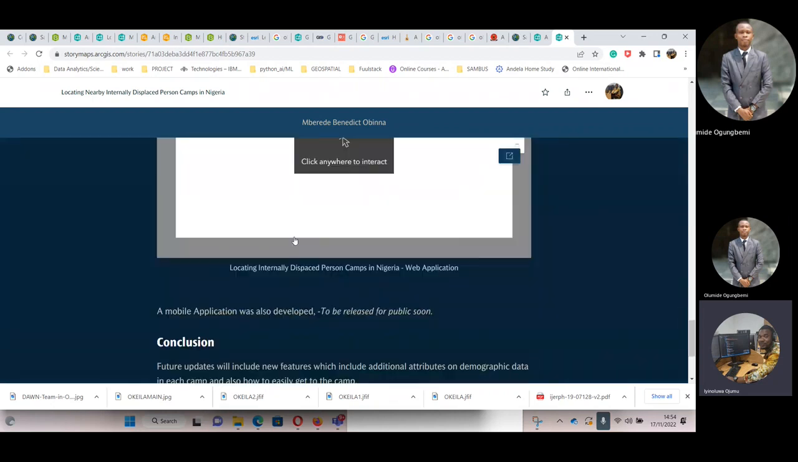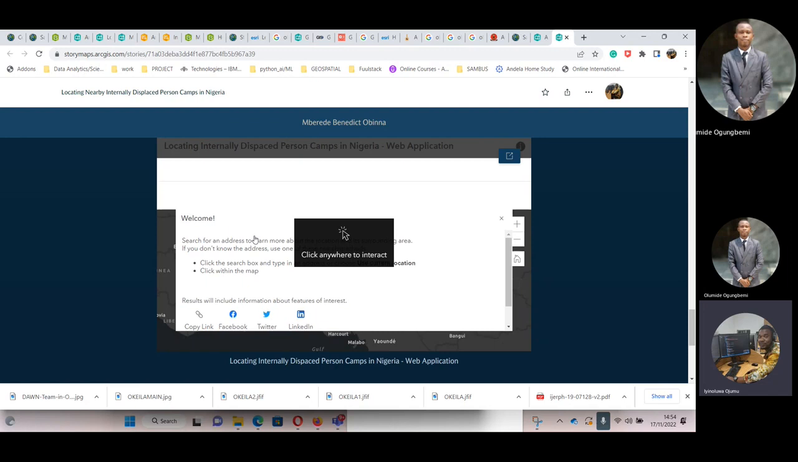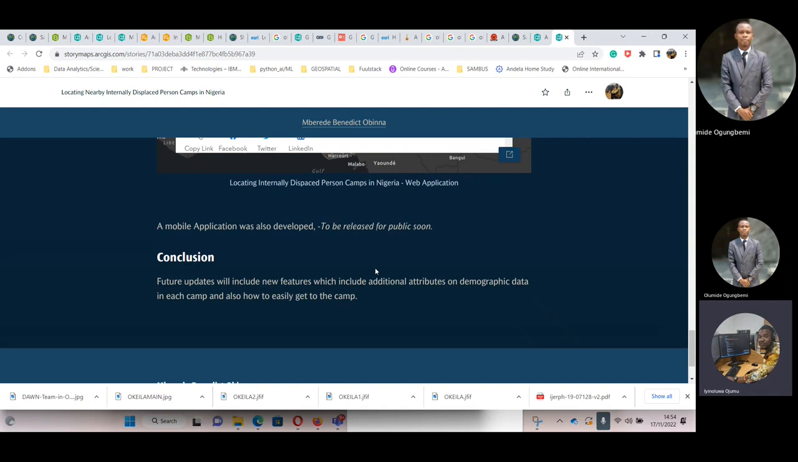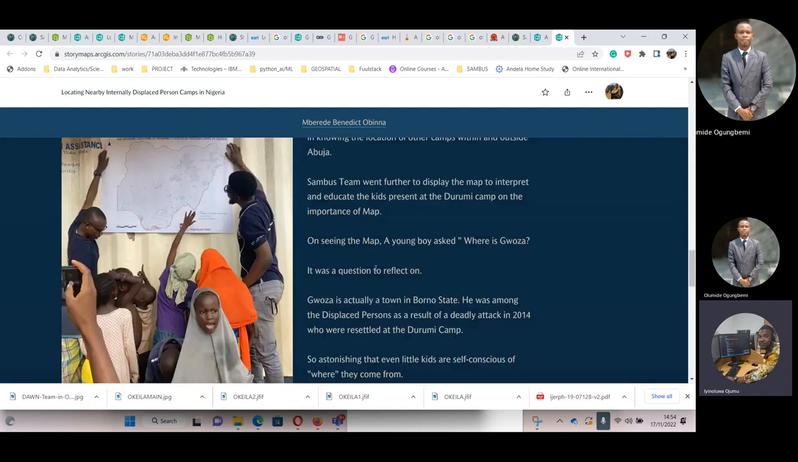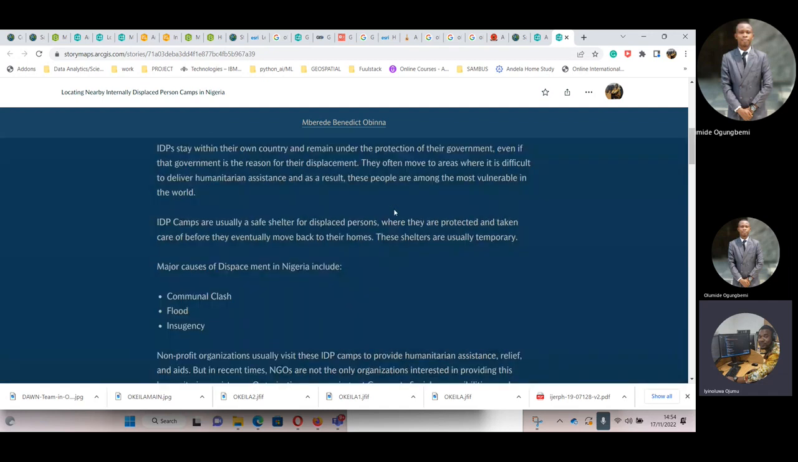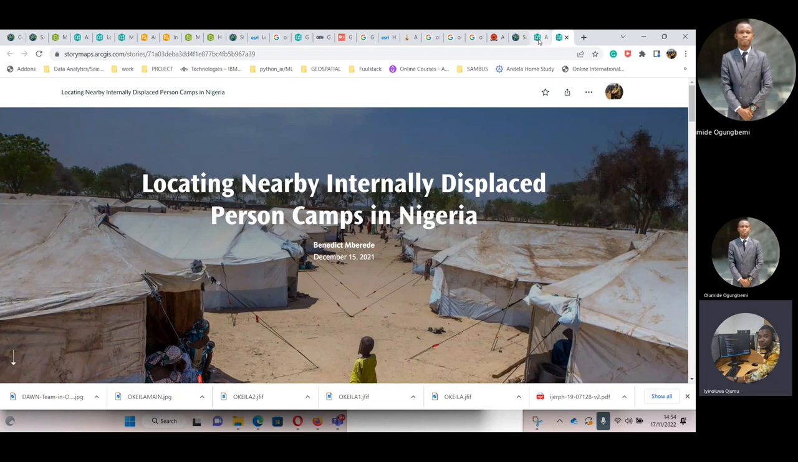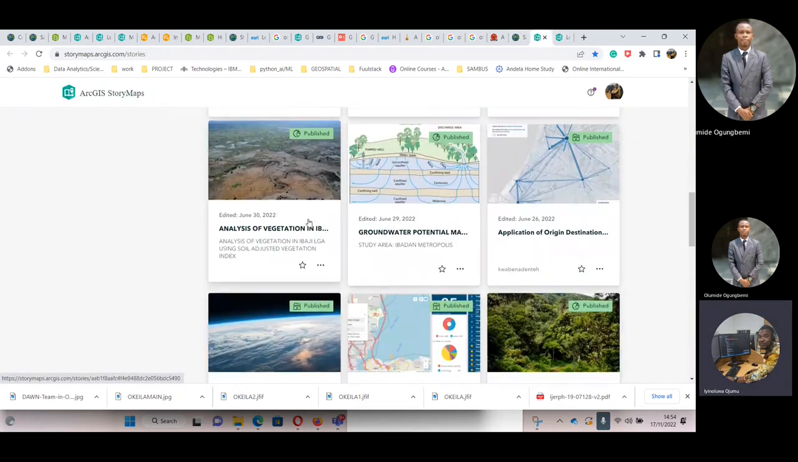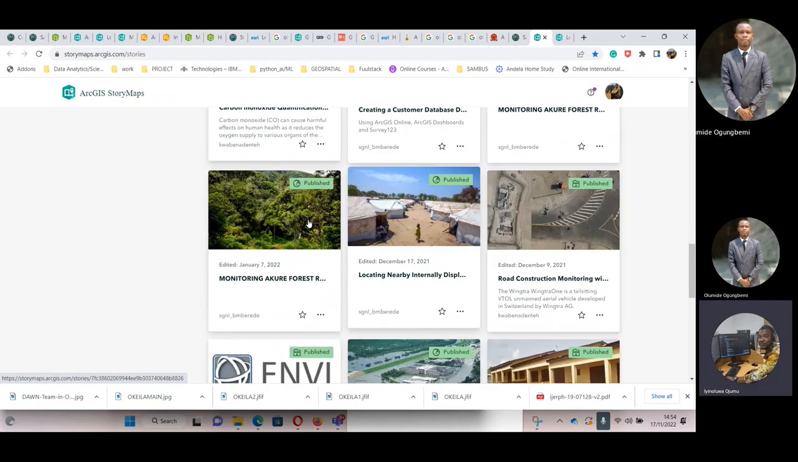Just like you are seeing it here, from your own end you can also create story maps. We are all familiar with the flooding that happened recently. Maybe you guys want to tell a story about flooding. You can also create your own story map using the ArcGIS Story Map. So let me just give you a view of another one.